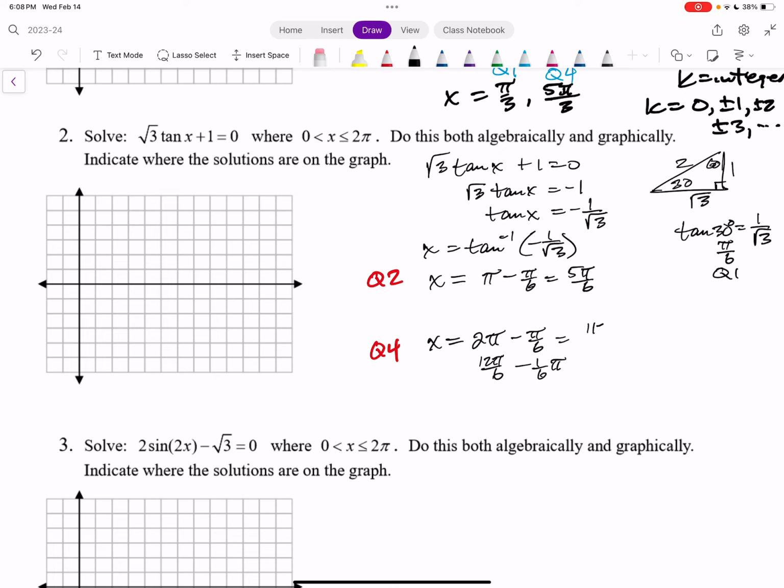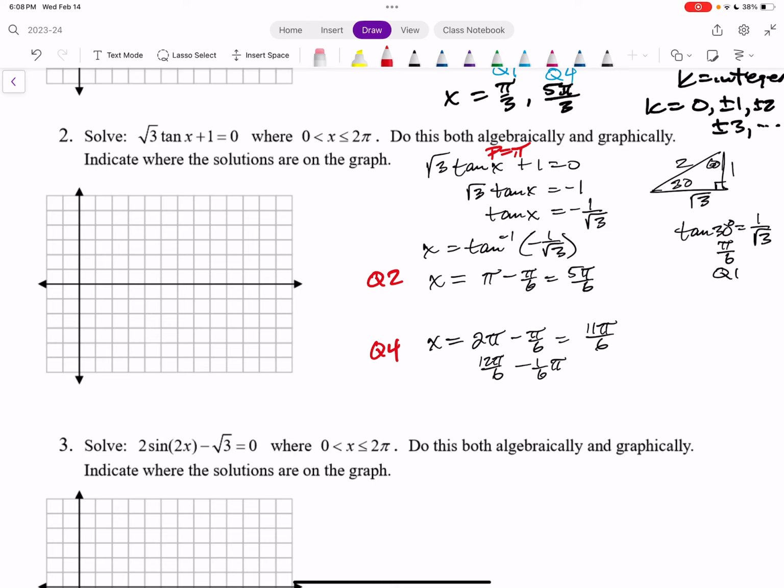Gives you 11π/6, just with basic fraction techniques. All right, and those are the two solutions we're looking for from 0 to 2π. If I add multiples of the period, and again, the period for tangent is π, if I add π to these answers here, I'd be over 2π, okay?